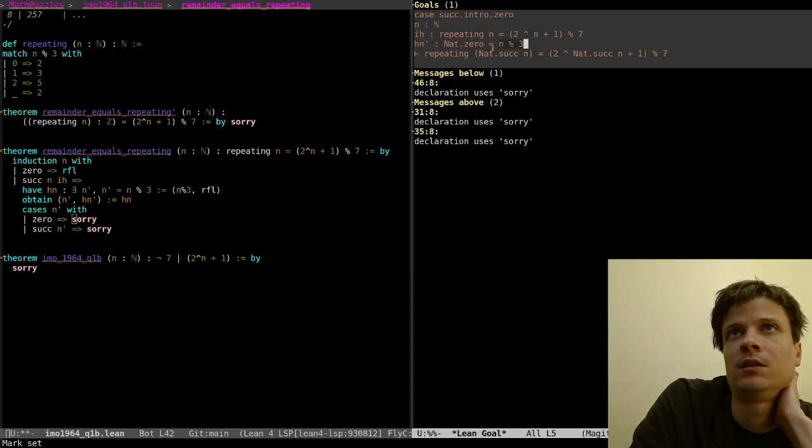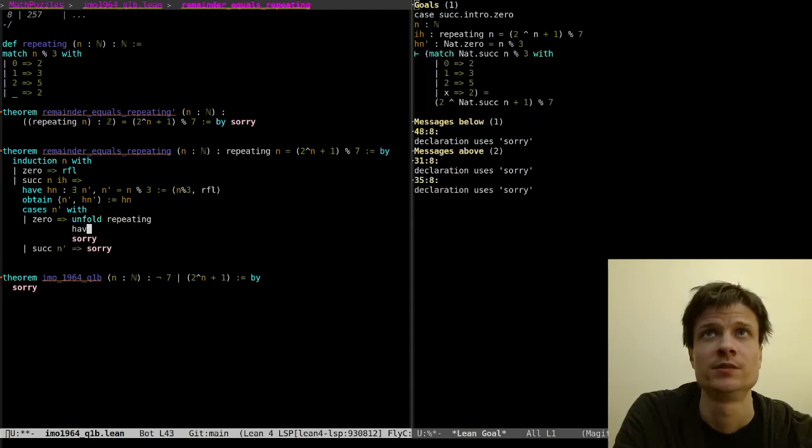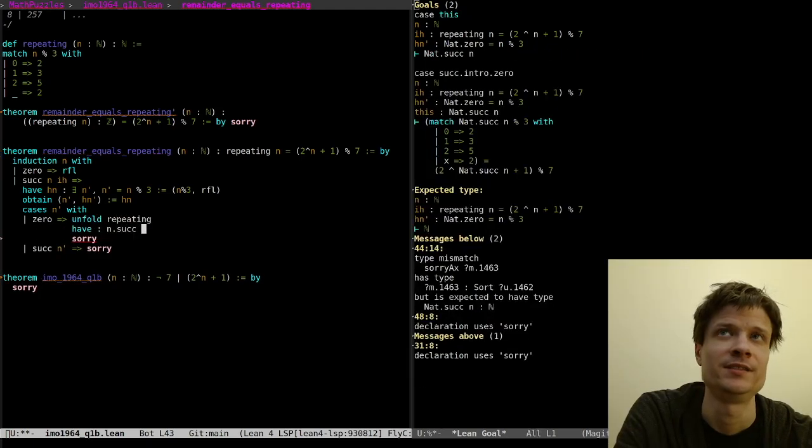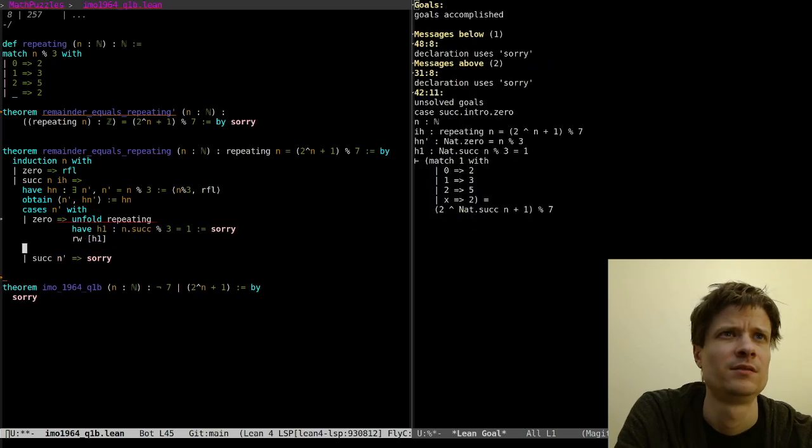So we have n mod 3 is 0. We have that the thing we want is true for n. We want to prove that it's true for n plus 1. So what if I just say unfold repeating? Okay, so what I really want is that n.succ mod 3, right? I believe I can prove that.